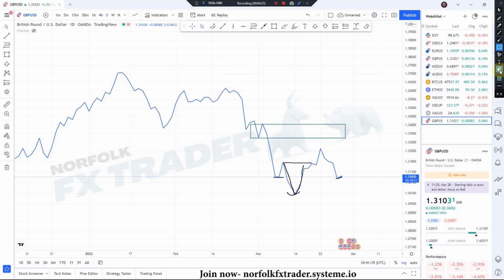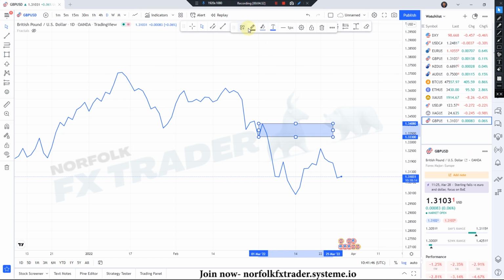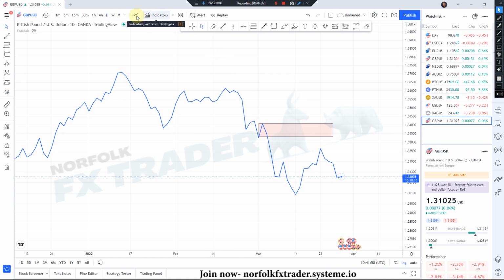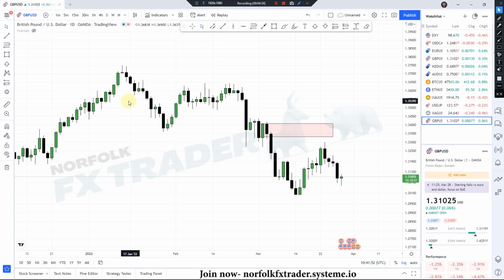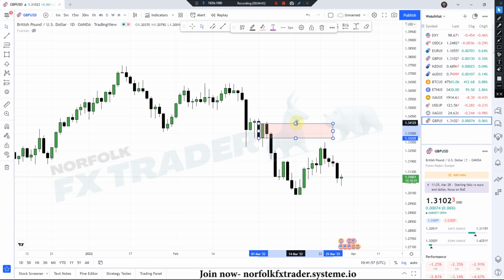So if we now just remove everything off the chart, I'm going to draw out this area here and we make this an area of supply. If we then go back to price on the chart, you can identify straight away this is the candlestick. Remember, we're not going to see the wicks on the line chart, but this is the candlestick. It's the last bullish candlestick before the momentum move to the downside. That shows to you that the market is bearish.